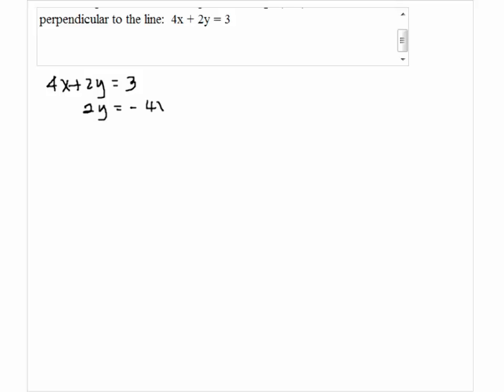So 2y equals negative 4x plus 3. So y equals negative 2x plus 3/2. The slope of the line is negative 2. However, the slope that we're looking for is perpendicular to that slope. So our slope will be the opposite reciprocal of negative 2, which is positive 1/2.